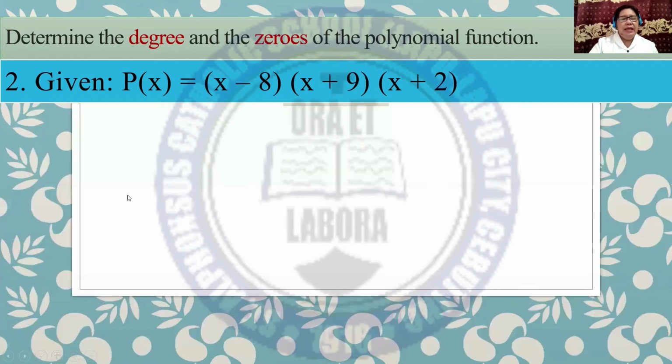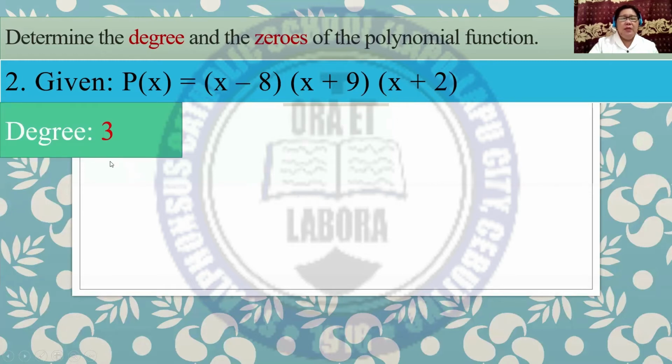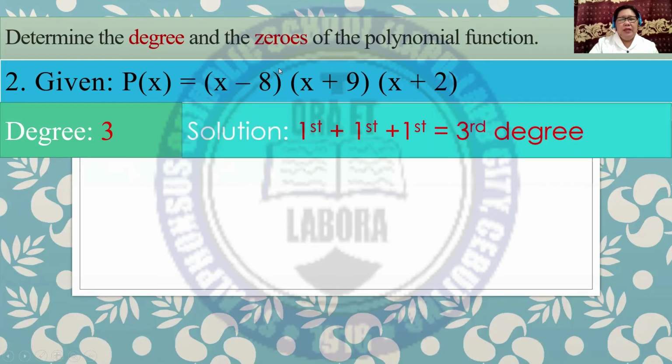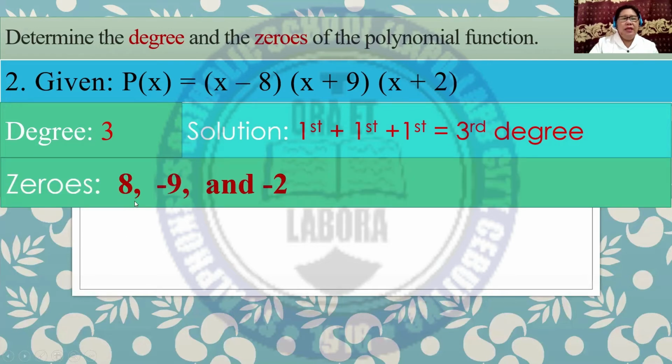For the second example, given p of x is equal to the quantity x minus 8 times the quantity x plus 9 times the quantity x plus 2. The degree is 3. So again, this is in the first degree, first degree, first degree, a total of 3. And the zeros are 8, -9, and -2.